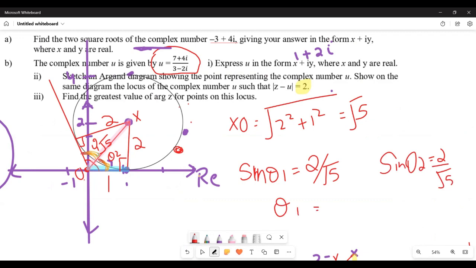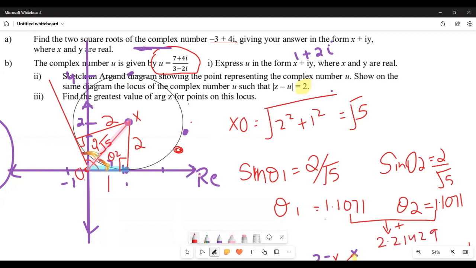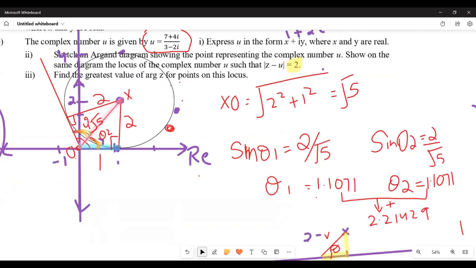So it's going to be sine inverse 2 by under root 5, which is 1.1071. And when you find theta 2, you'll get the same thing, 1.1071. So the answer would be this plus this, which is answer times 2, which is 2.21429. So answer must be rounded to 3 significant figures, so it's going to be 2.21.